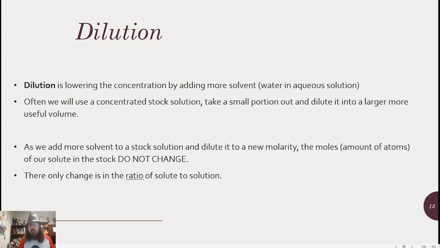They're going to have those two. If you buy it from a chemical supply store, you might be able to buy it at max concentration, which I'd have to check. I try to remember, it's like 95%, maybe a little bit less, maybe a little bit more. But it only comes in a couple of set concentrations that you can typically buy, and so if you want anything outside that range, you'll have to make it yourself. In the process of dilution, there's one thing we must always keep in mind: as we add more solvent to the stock solution and dilute it to a new molarity, the moles of our solute, so the amount of atoms in the stock, does not change.